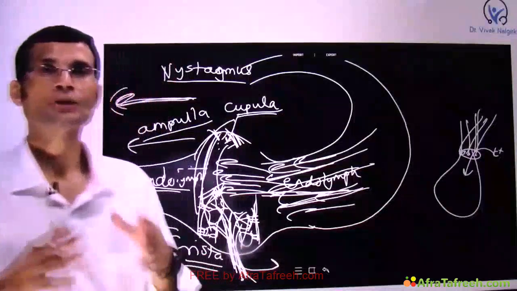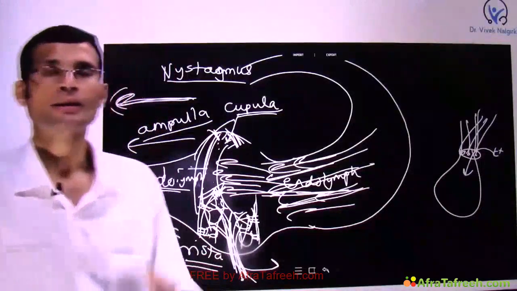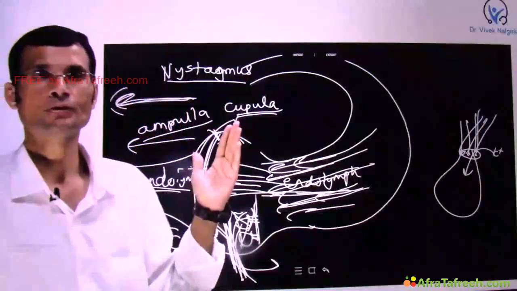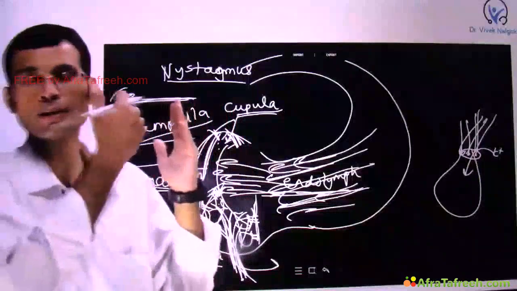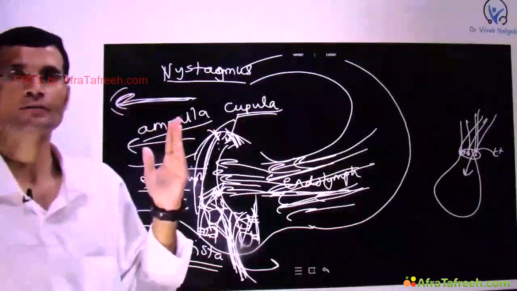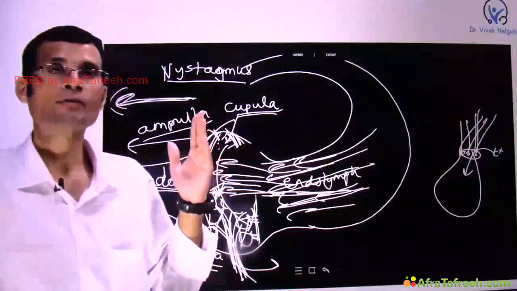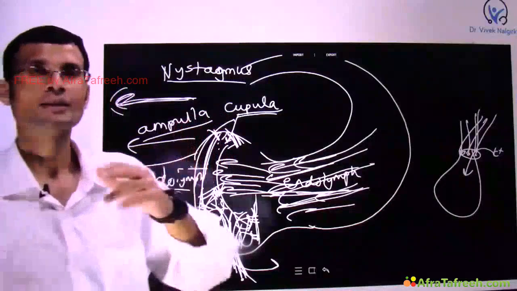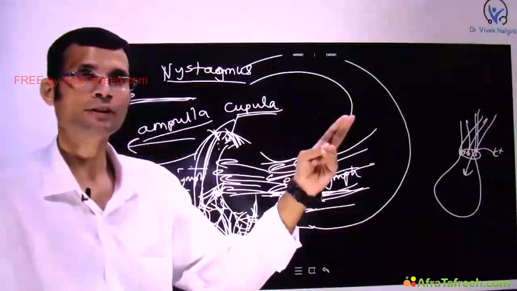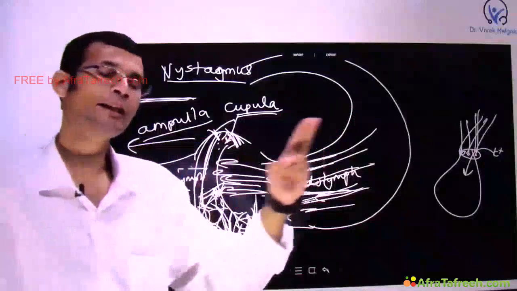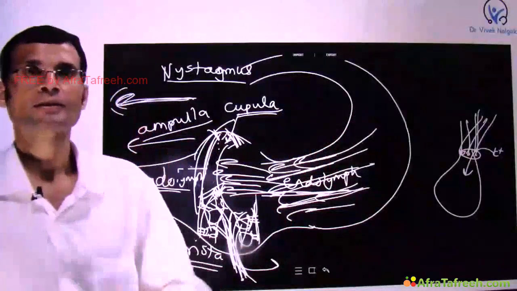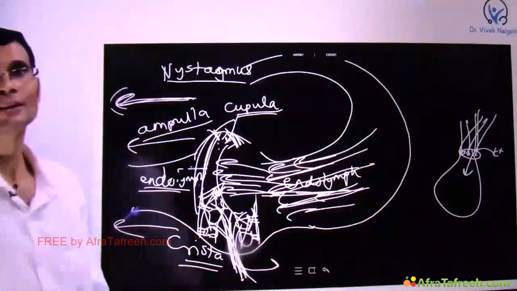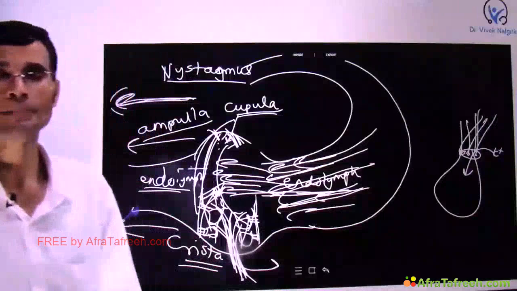Now imagine there is unilateral labyrinthectomy, that is, the left side labyrinth has been removed. Then what will happen? There are no signals in the left vestibular nerve. That means there will be signal in the right vestibular nerve, because of which the eyes will slowly deviate to the left and then quickly return to the center. Slowly deviate to the left and quickly return to the center. This will create the spontaneous nystagmus of unilateral labyrinthectomy.